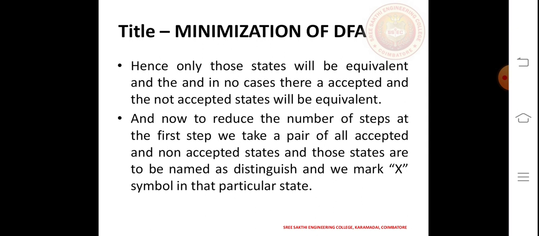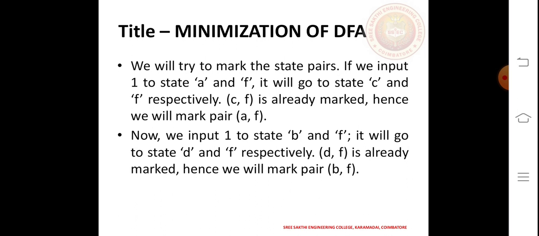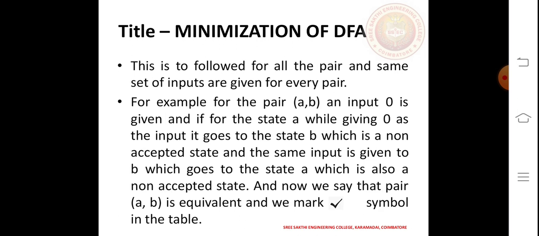To reduce the number of steps, first we take all the pairs of accepted and non-accepted states, which are distinguished, and mark a cross symbol in the table. Now we will try to make the state pairs. If we input 1 to the states A and F, they go to the states C and F respectively. That pair is already marked, hence we mark the pair A and F. Now we input 1 to the states B and F. They go to D and F respectively. D and F is already marked, hence we mark the pair B, F.